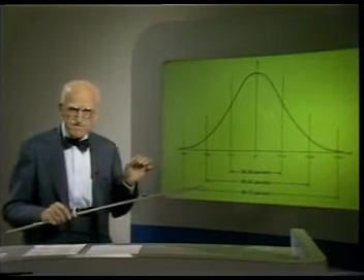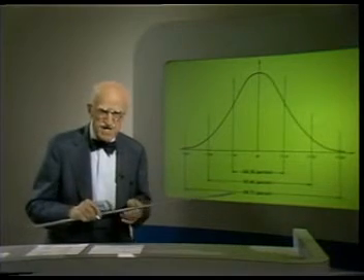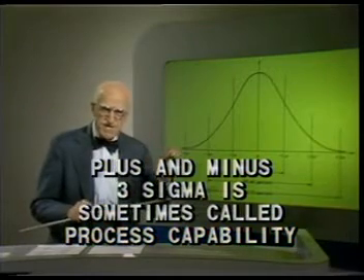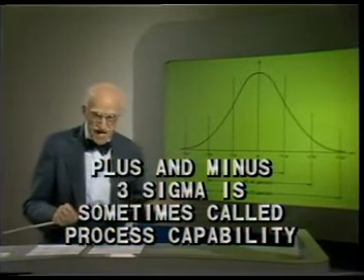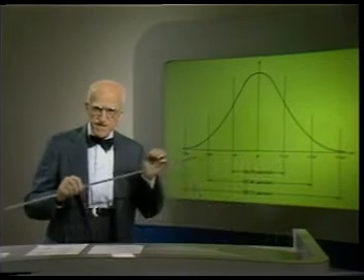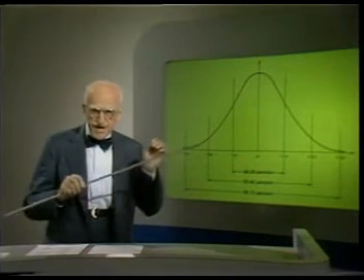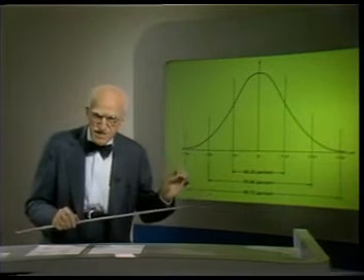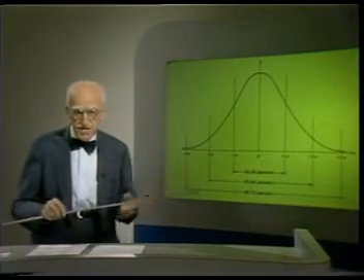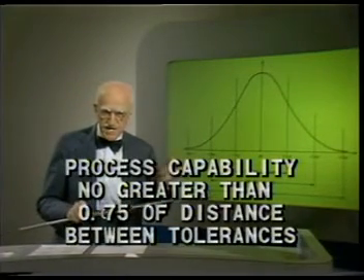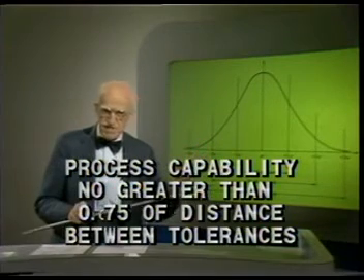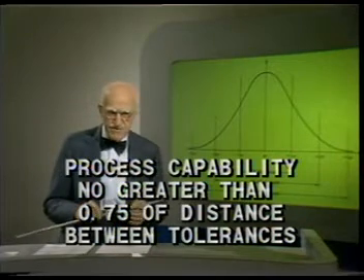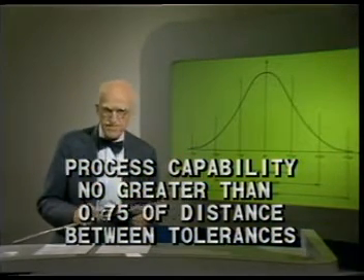This 99.73% is so close to 100% that some practitioners call plus and minus 3 sigma process capability. Having standardized on process capability equals plus and minus 3 sigma, the practitioners also standardize on the relationship of process capability to tolerance limits. Engineers in the automobile industry commonly require that process capability, that is plus and minus 3 sigma, be no greater than 3/4 of the distance between bilateral, that is plus and minus, tolerances.